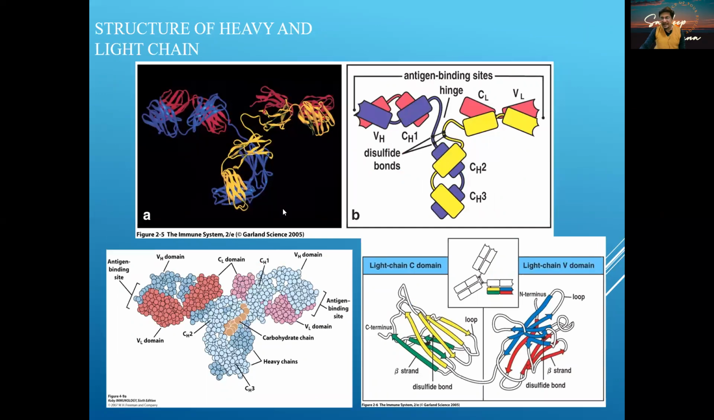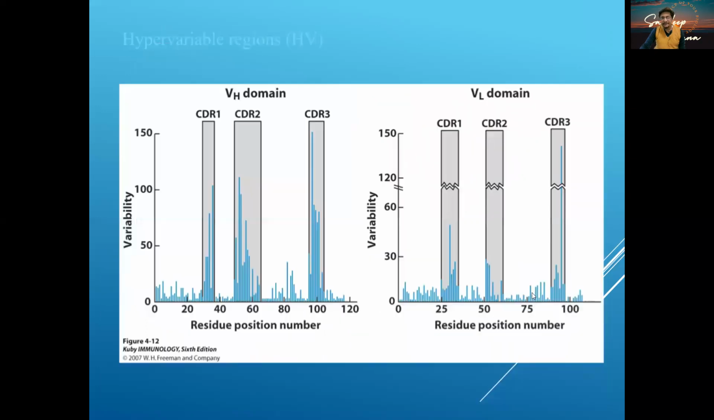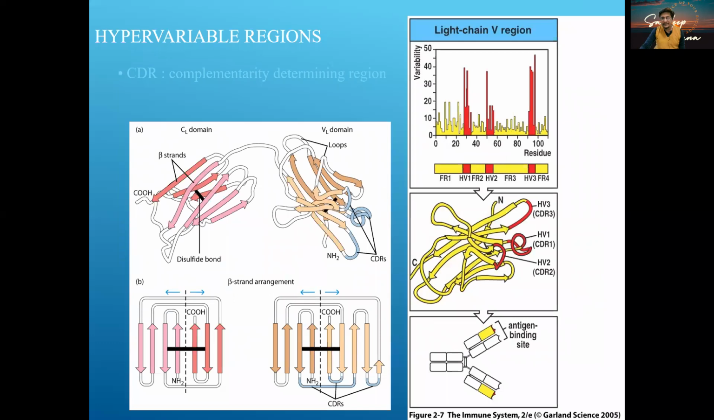So this is the structure we already discussed. We have the heavy chain and the light chain. This shows you the beta structure, and these arrows show which way the strands run, whether parallel or anti-parallel. Similarly, these structures are found in both the light and the heavy chain. In the light chain, this is the C domain and this is the V domain. In the hypervariable region, there are three CDRs: CDR1, CDR2, and CDR3.